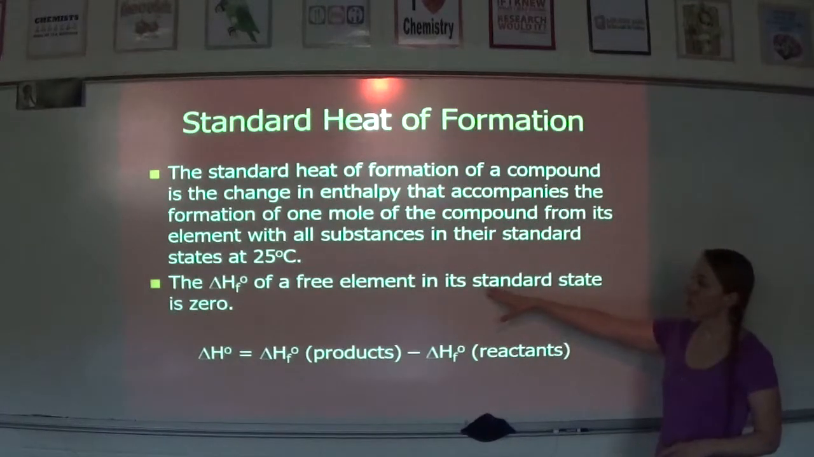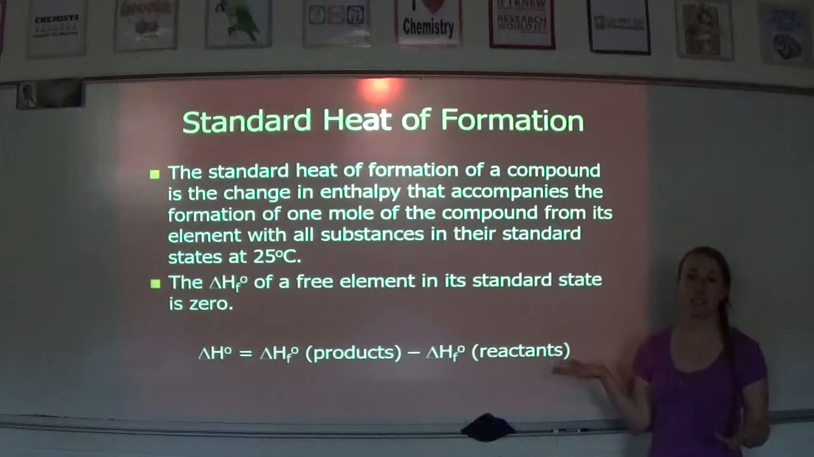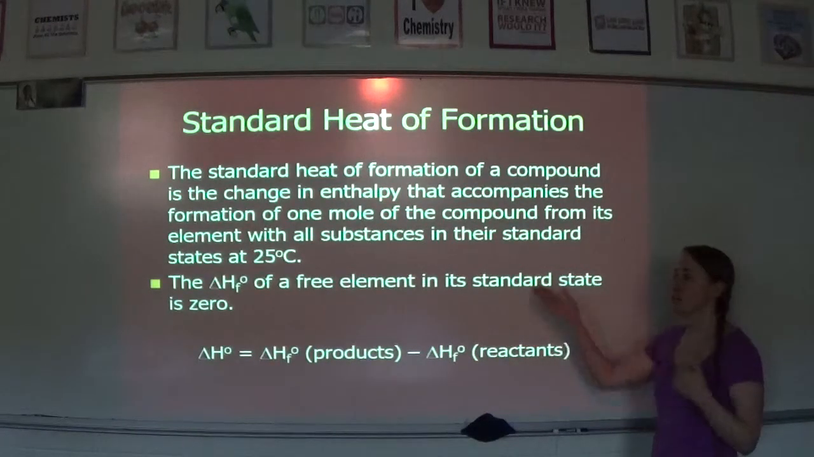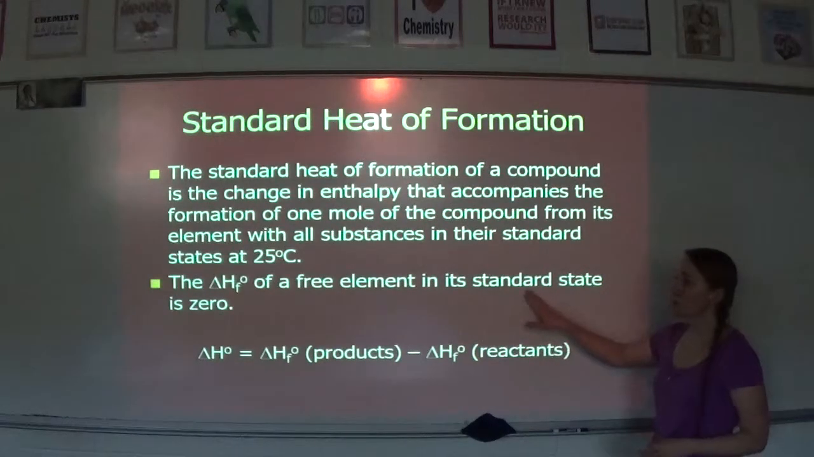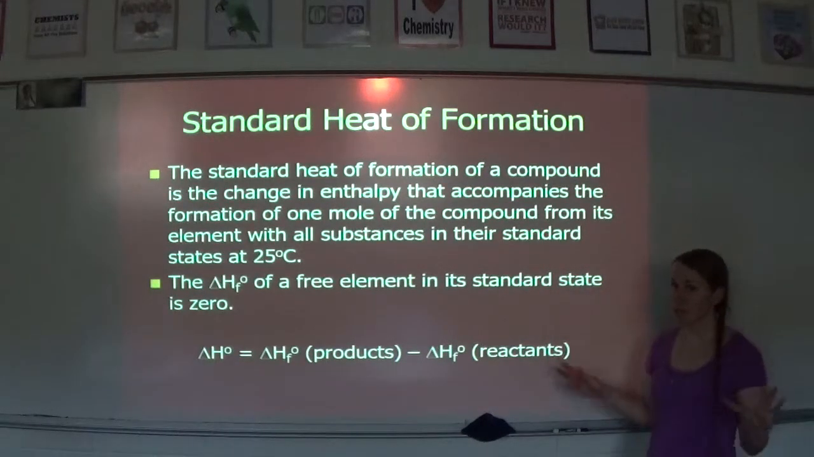So the standard heat of formation of a free element in its standard state is 0. So like oxygen, O2, is naturally a gas. So the delta H of formation for oxygen gas is 0 because it just naturally exists that way. Now O2 is not normally a liquid. So if we have O2 as a liquid, it would actually have a delta H that's an actual value. So that's the important thing to know. A normal element in its natural state by itself is going to be 0. But it's got to be in its natural state. If you change the state, it's going to have an actual delta H.